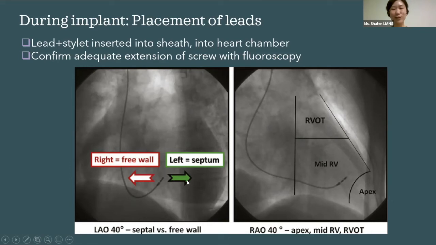And in RAO, you would see how far into the ventricle it is. So whether it is in the middle of the RV, so mid septum, or in the apical portion, or if it's higher up, maybe in the RVOT portion. Then we can use X-ray to confirm whether the screw extension is adequate when they have decided to deploy.